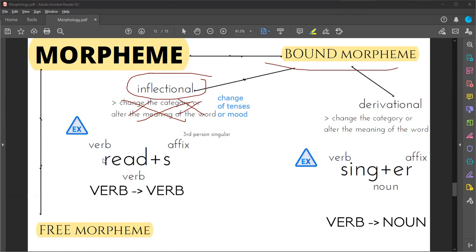Okay, so inflectional. In here, the word is reads. We have the word read as a verb and the s as an affix. So this will be the suffix. Try to understand. Since read is the basic word, it is a verb, right?